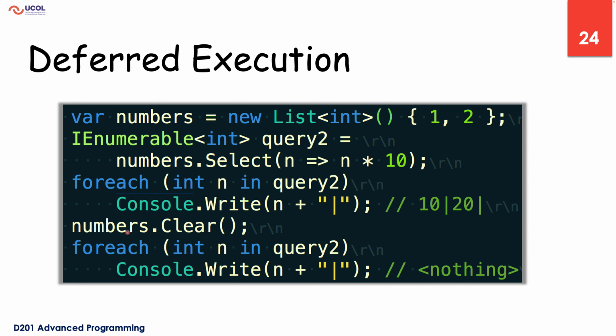Now we call numbers dot clear. It means that we have emptied that particular integer list, and now it contains nothing. When we use that query again, it will re-evaluate and re-execute that query, and right now there is nothing in that list, so it will return an empty list. Now if we try to print something on the screen, it will print nothing.